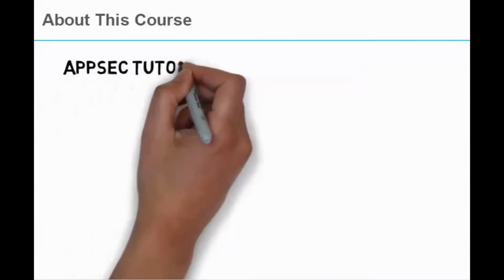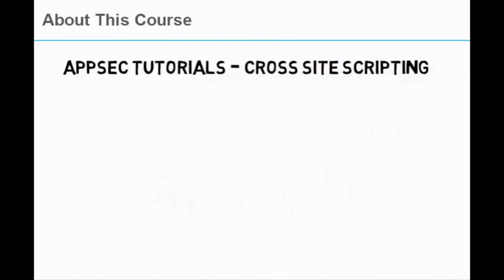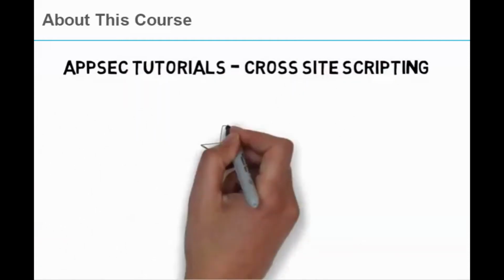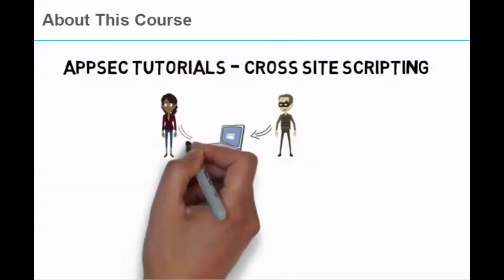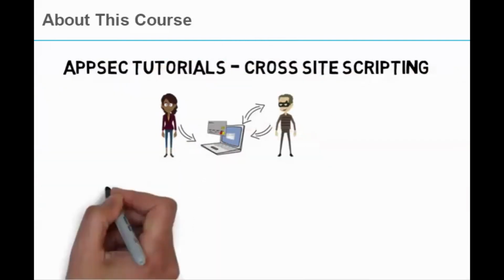AppSec Tutorials, Cross-Site Scripting. About this course. Cross-site scripting is a method by which an attacker can use a web application to force a client-side script to run in the browser of another user.